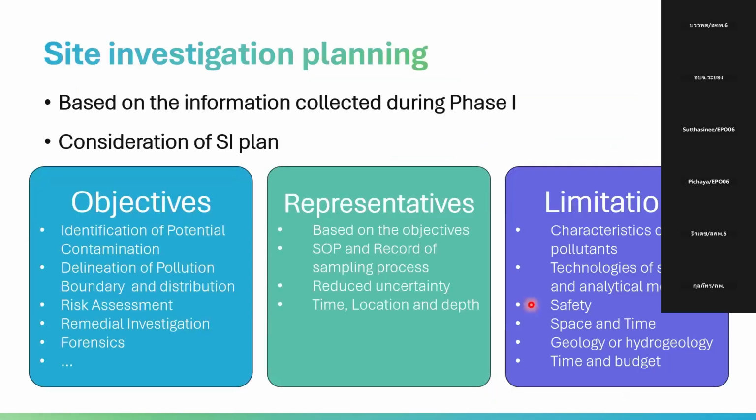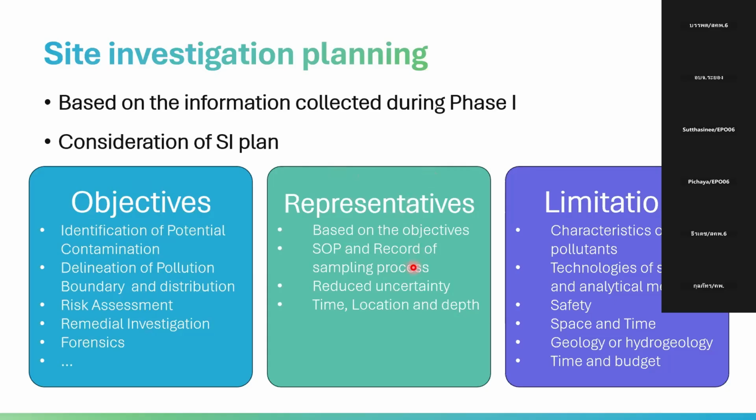So let's go through three important considerations. One is the objectives. What is your objective? Maybe to identify the potential contamination. Maybe you want to more precisely describe the distribution of the contamination, its boundary and its extent. Or if you want to know the risk of these contaminants, you have to choose different targets of the sampling. So you have to consider your objective and try to design your sampling plan.